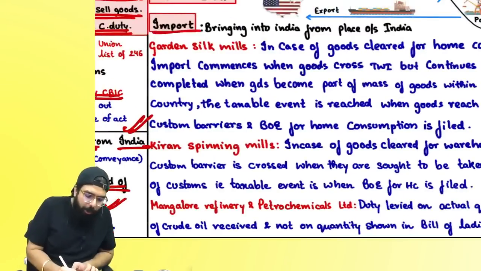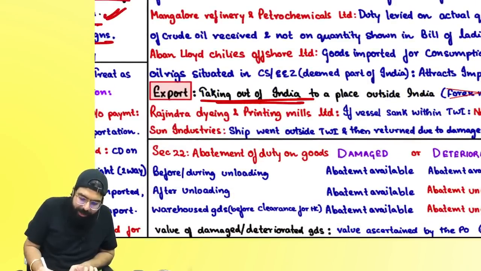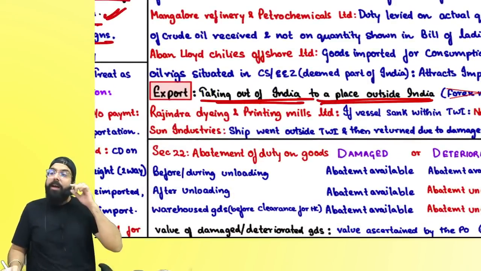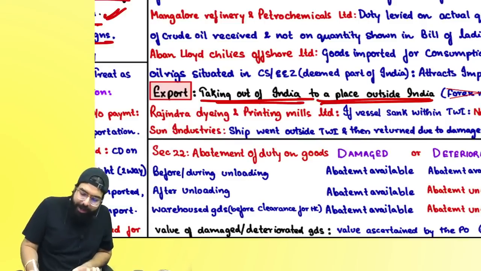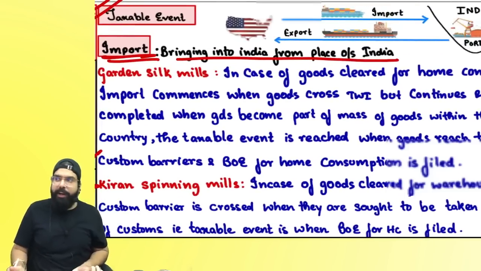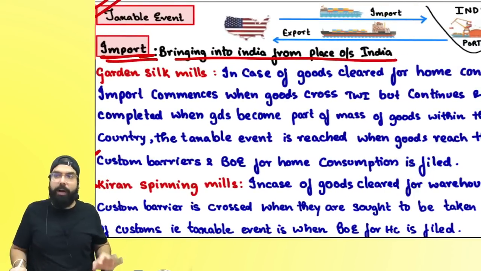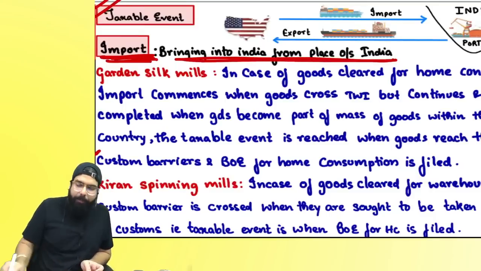Always remember one thing, custom duty is levied on goods which are imported or exported from India. Import means bringing into India from a place outside India. Export means taking out of India to a place outside India. Forex realization in case of export is not important for it to be called export. Right, everyone? Now listen to me very carefully. Import means bringing into India from a place outside India.